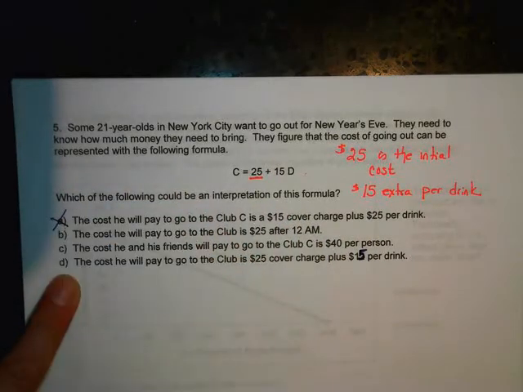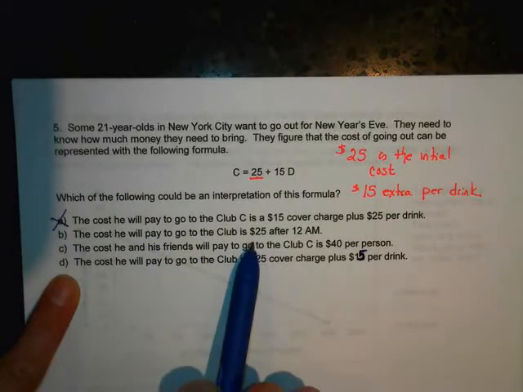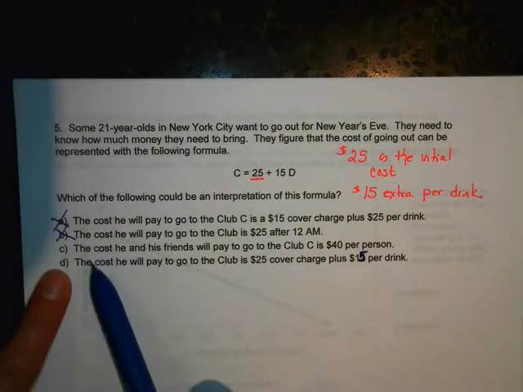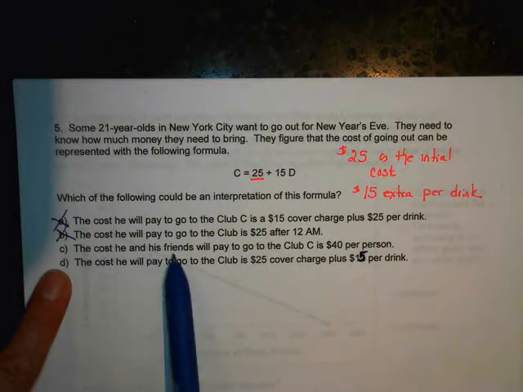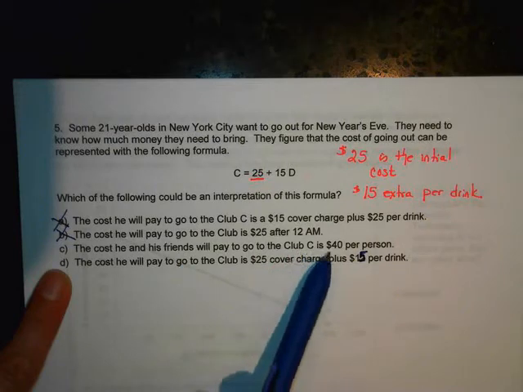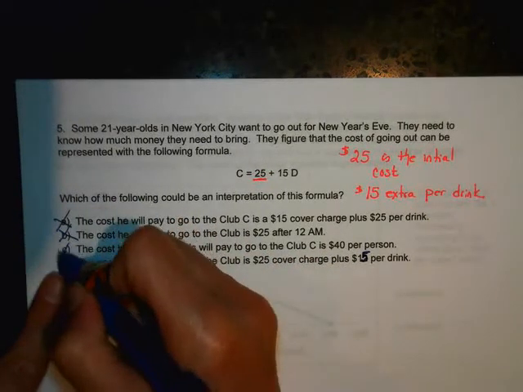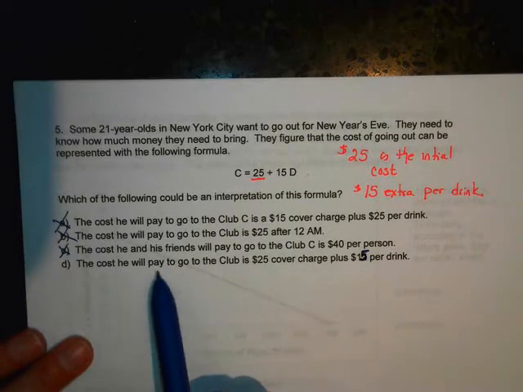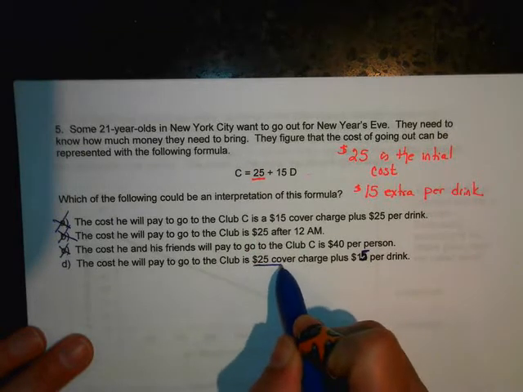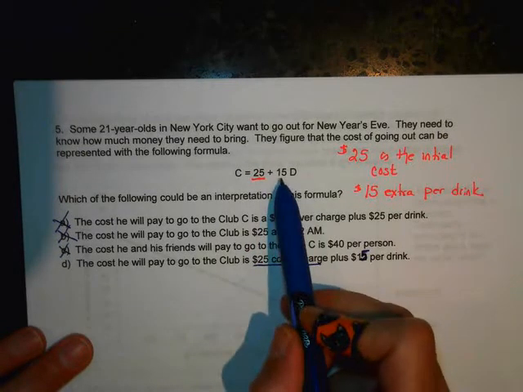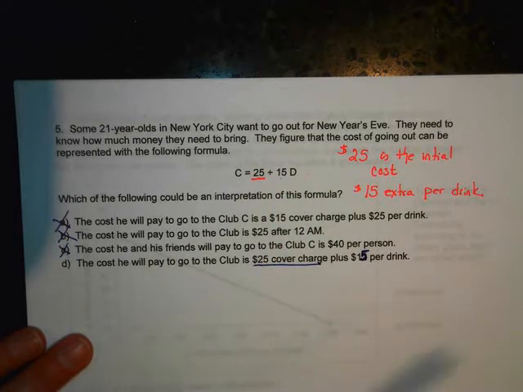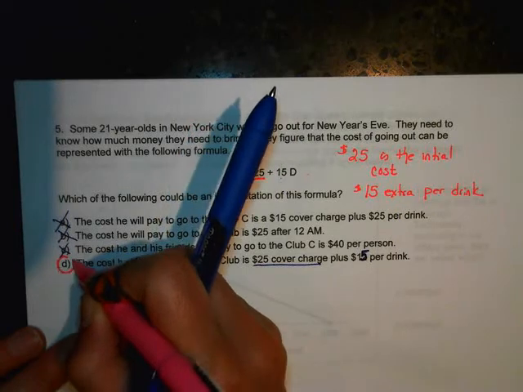We don't know anything about the time. The cost he and his friends will pay to go to the club is $40 per person. No, that's not true. Oh, I'm so sorry, that should be 15. I'm going to change that right now. After this video, I'll make a fix. So the cost to go to the club is $25, and then $15 for every drink he purchases. If he knows how many drinks he's going to buy, then he can get a bearing about how much he's going to need to bring.